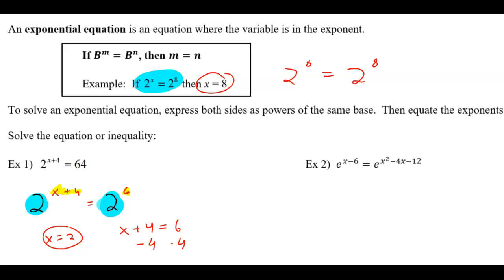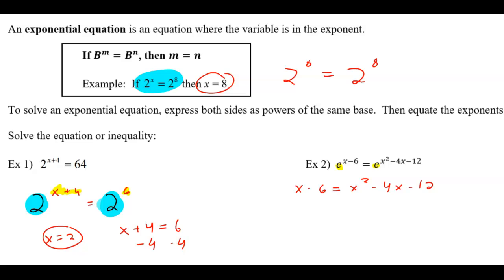Okay, the reason I put example 2 on here is just to show you that e is just a number. We know that, we talked about that at the beginning of the lesson. e is just a number, it's used in finance. So this is no different than 2 to the x minus 6 equals 2 to the x squared minus 4x minus 12. So this one, the bases are already the same. So we have e and e on both sides. So, therefore, we can go straight to setting this exponent equal to this exponent. That gives us x minus 6 equals x squared minus 4x minus 12.